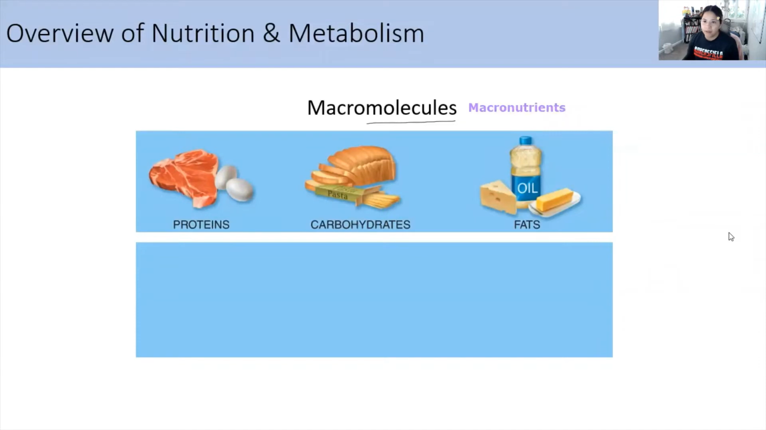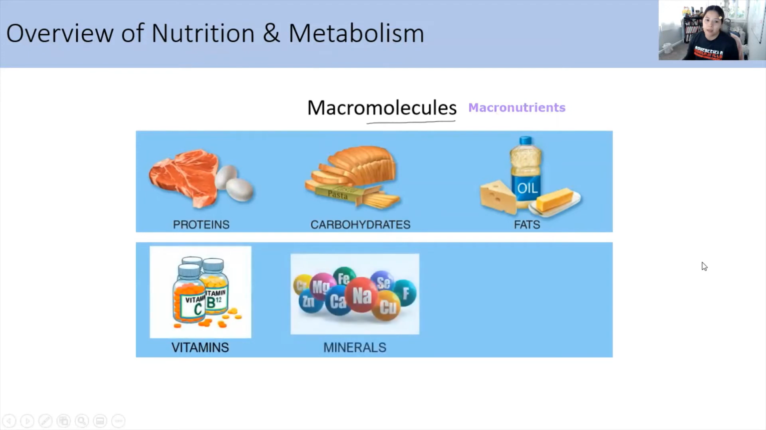So our first 3 categories are proteins, carbohydrates, and fats, which are considered macronutrients. But then we also have vitamins and minerals. Those are considered micronutrients. And so those are our 5 categories: proteins, carbohydrates, fats, vitamins, and minerals.